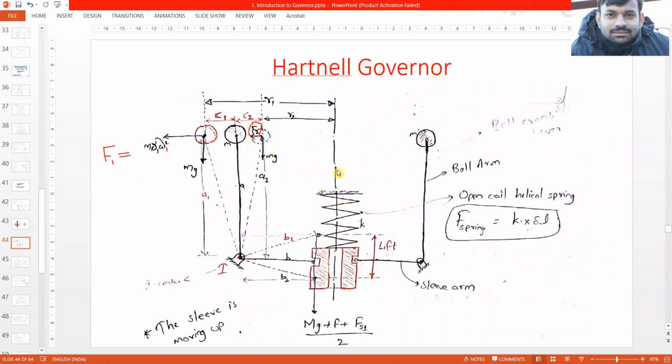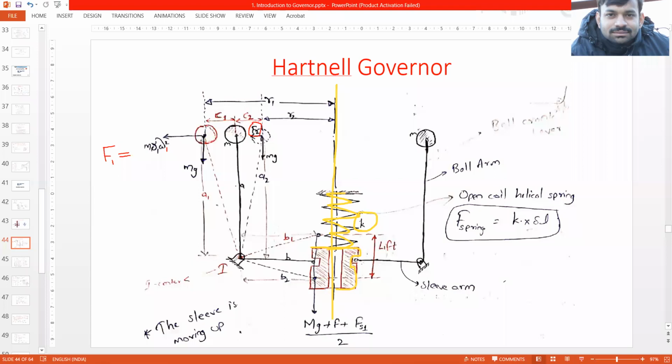Again, we have drawn one half of it, and over here is the central axis. This red colored part is the sleeve. Then there is a spring mounted over the sleeve, which has stiffness K. So this K is the stiffness of the spring.